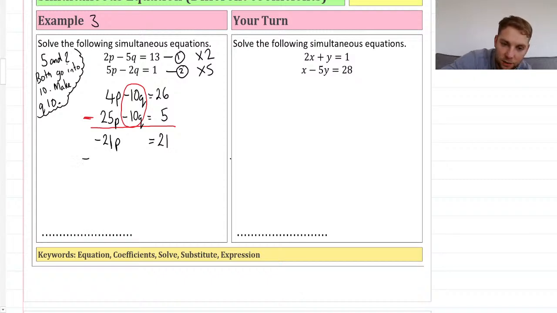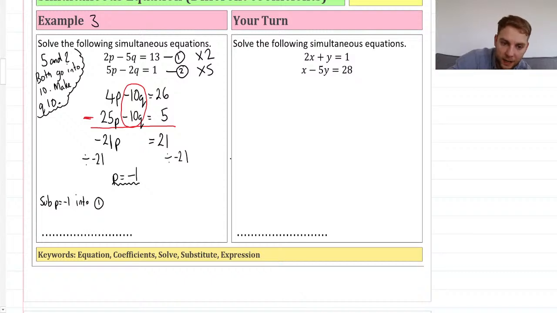So then I need to divide by negative 21, divide by negative 21. So negative 21p divided by negative 21 is just p. 21 divided by 21 is 1, but 21 divided by minus 21 is equal to minus 1, like so. Now this is why it's harder, because it's a negative, isn't it? So now I need to, exactly the same, sub p equals minus 1 into equation 1.